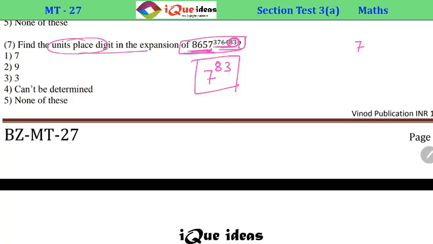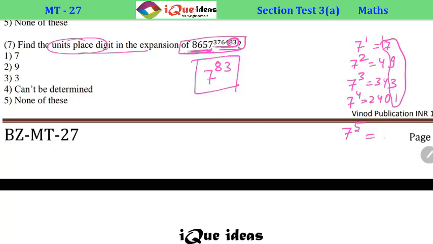We know the cycle of 7. 7 raised to 1 is 7. 7 raised to 2 is 49. 7 raised to 3 is 343. And 7 raised to 4 is 2401. So the unit digits are 7, 9, 3, 1. And this will continue in the cycle, because the next one will be 7 raised to 5, which is equal to 16807. So clearly 7931 is the cycle. After that it is repeated.